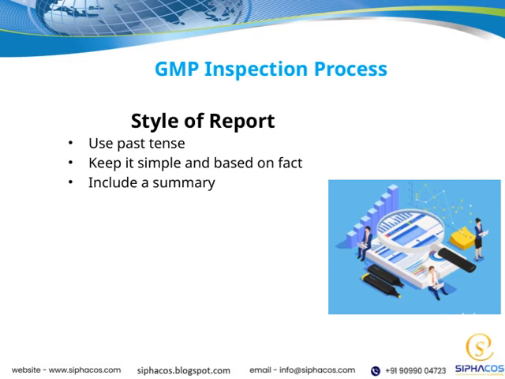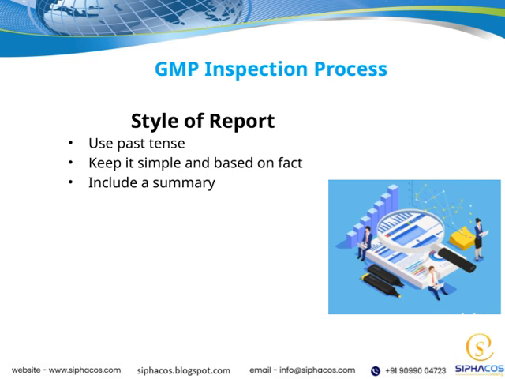On this slide, I want to talk about the style of report that was used during the GMP inspection process. We focused on a clear and straightforward approach, making sure the report was easy to understand and based on factual information. The report summarized the key findings from the inspection, highlighting both strengths and areas for improvement. The process involved documenting observations, evidence, and any deviations observed during the inspection. It was important to keep everything objective and factual, avoiding any unnecessary jargon or assumptions.